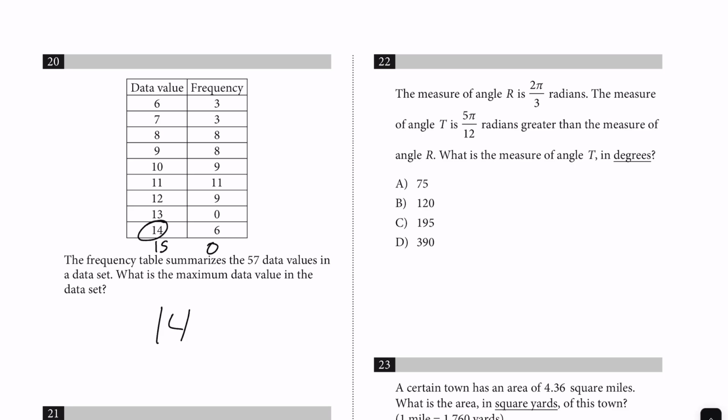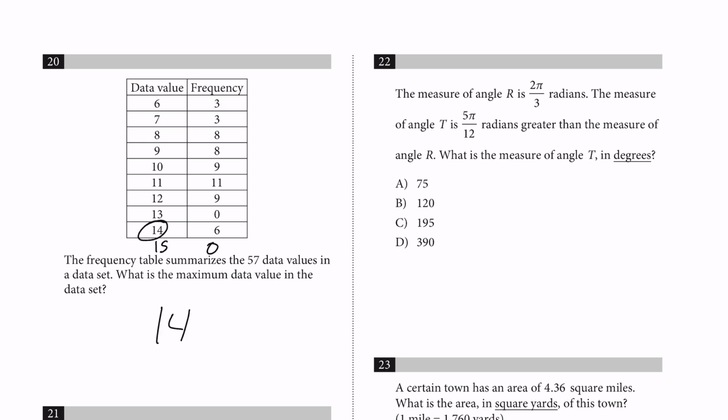So heading over to question 22, the measure of angle R is 2 pi over 3 radians. The measure of angle T is 5 pi over 12 radians greater than the measure of angle R. What is the measure of angle T in degrees? So what we're going to do is calculate the measure of angle T in radians and then just convert from radians to degrees.